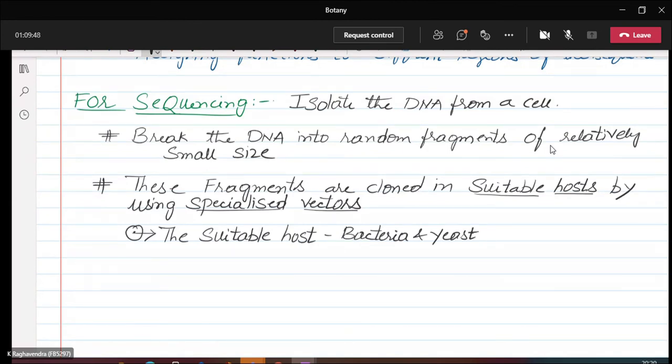Right. Okay, this is the suitable host. Then what are vectors? The commonly used vectors to insert the desired gene into the bacteria and the yeast are bacterial artificial chromosome and yeast artificial chromosome.